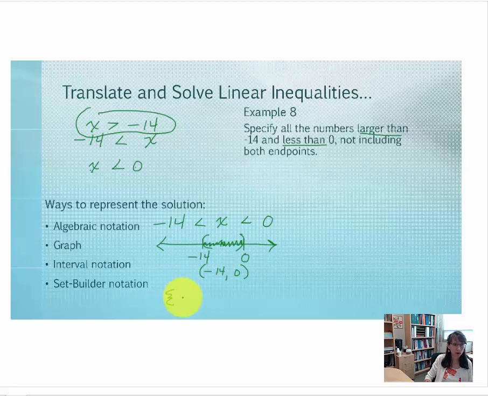Our set notation for our variable x is the set of x such that -14 is less than x is less than 0.